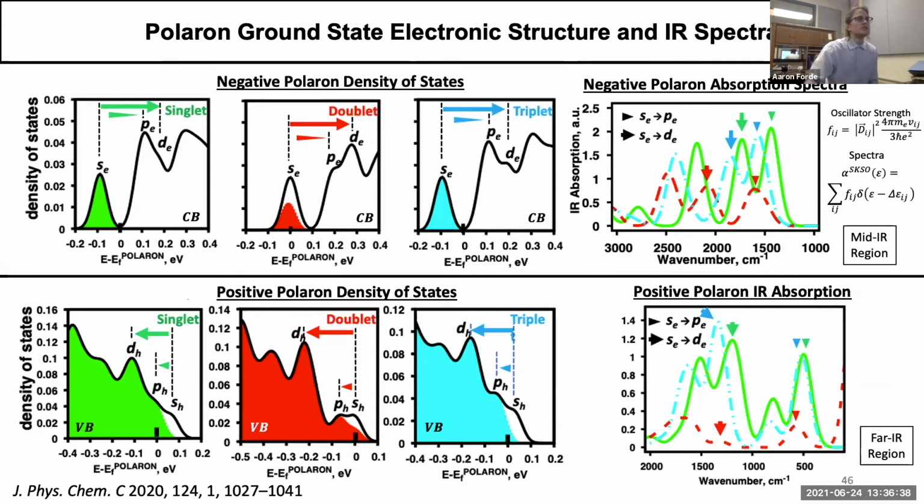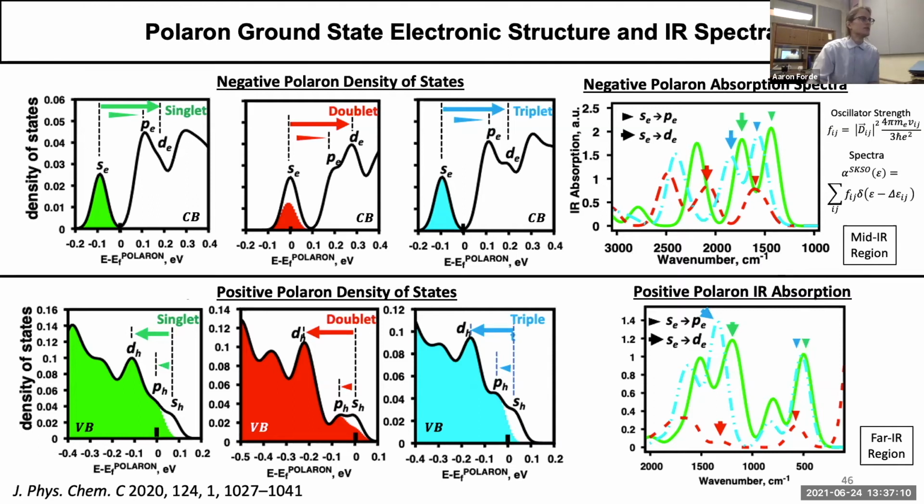And so to see what their transition energies are, we can look at the density of states and IR spectra. The top half of the panel is for negative polarons, where the Fermi energy is shifted into the conduction band. So you have occupied S states, which can have transitions to P and D. Those are shown on the right as these little arrows. And their transition energies correspond to 1500 wave numbers, which is the mid-IR region, which is, I think, about 5,000 nanometers.